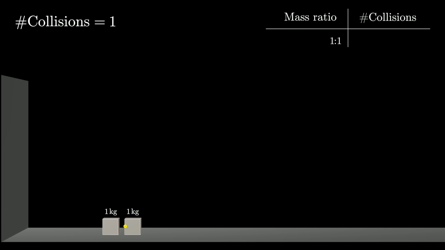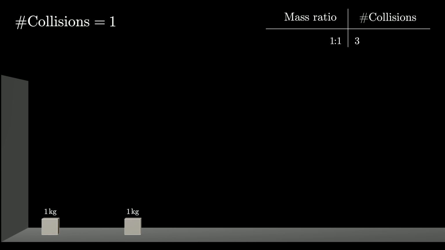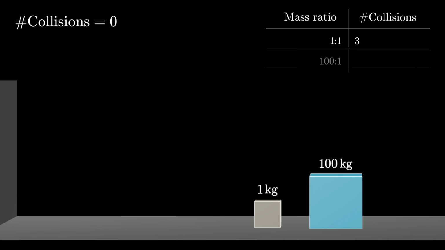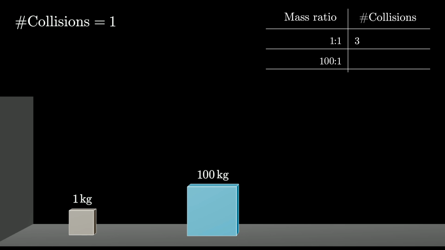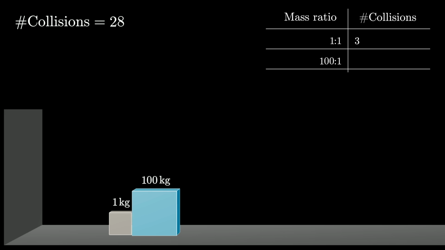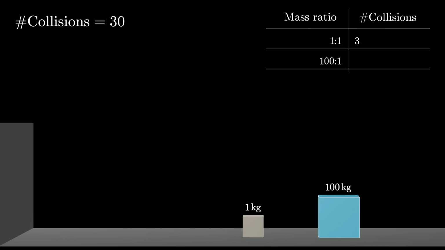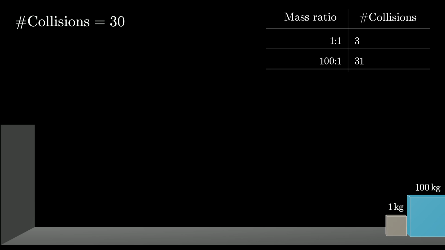So for example, in the smallest case, where both blocks have the same mass, with each collision, all of the momentum gets transferred from one block to the other, and including that one clack against the wall, the final count is 3. If that right block is bigger, maybe 100 kilograms, it means it has a lot more momentum when it's coming in, so it takes a lot more collisions to fully redirect that momentum. In this case, with the mass ratio of 100 to 1, the total number of collisions is 31.